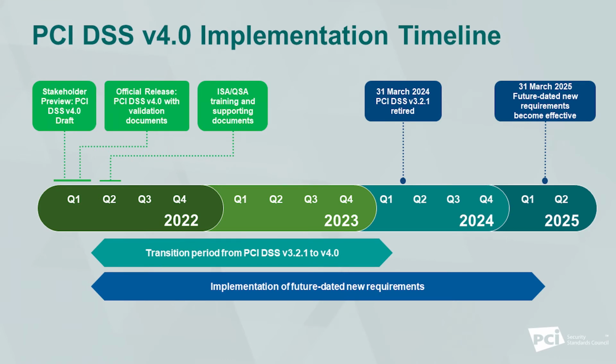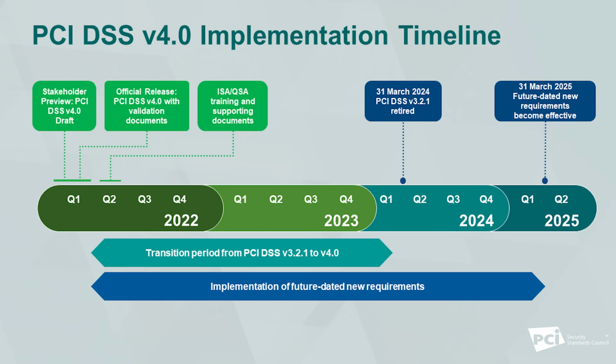Now, in addition to that 2-year timeframe, most of the new requirements, including some of those we've been talking about today, will be initially considered best practices in version 4. And there will be a further period of time after the retirement of version 3.2.1 before those best practices become requirements. So the effective date for those best practices to become requirements is the 31st of March 2025. Now, whether a new requirement in the standard is effective immediately for version 4, or if it's a best practice until the 31st of March 2025, this is actually identified within the requirement itself. And you can also find a list of all the new requirements in the Summary of Changes document.